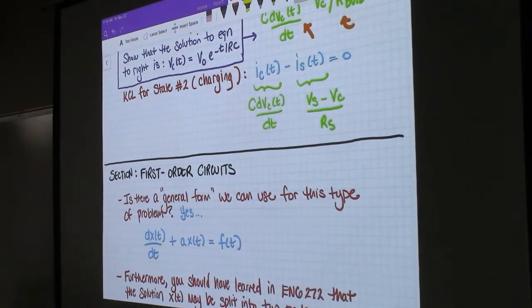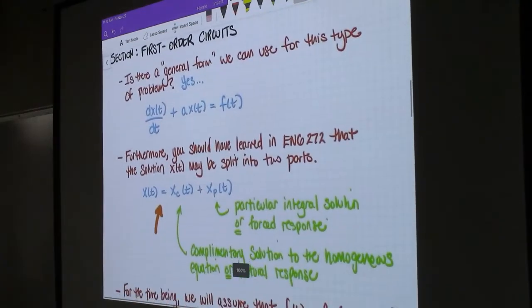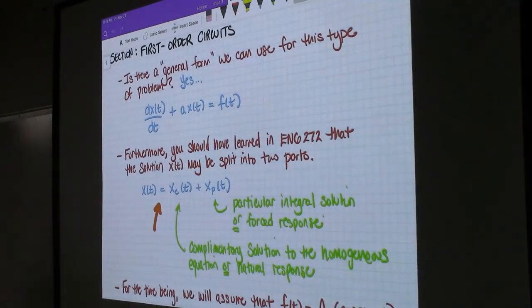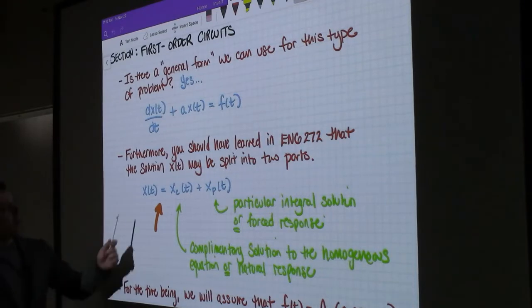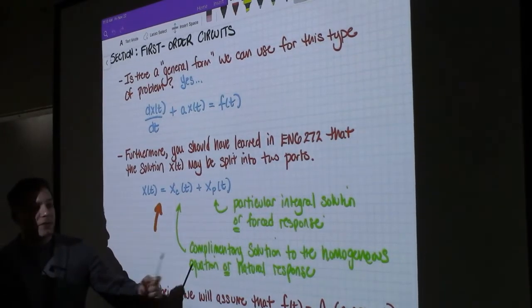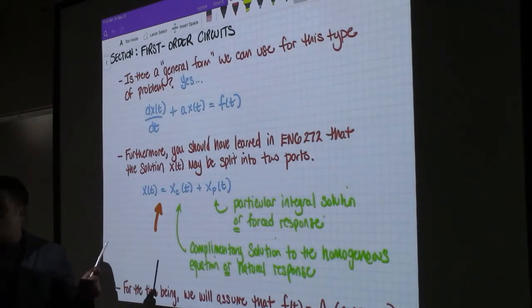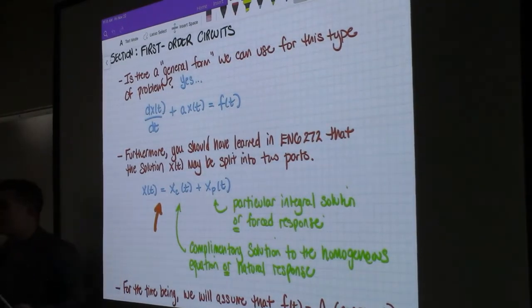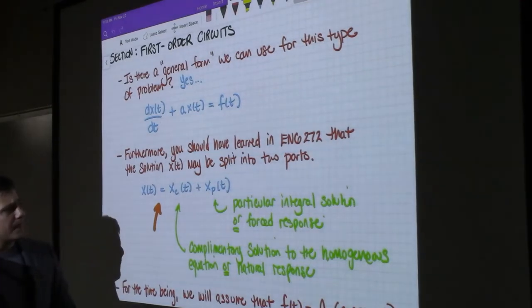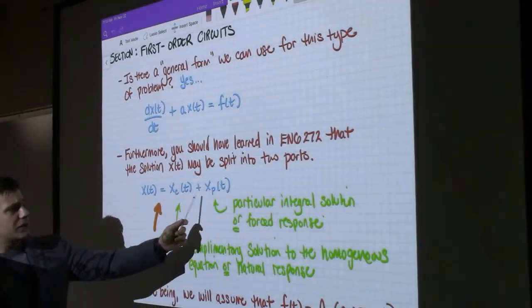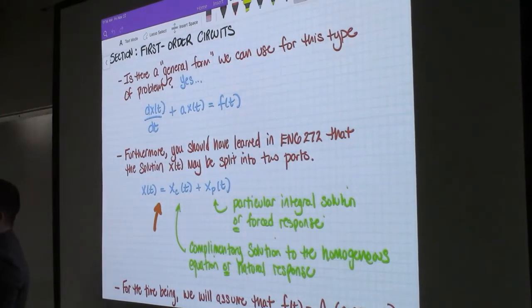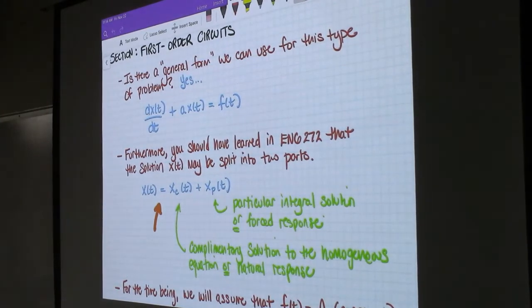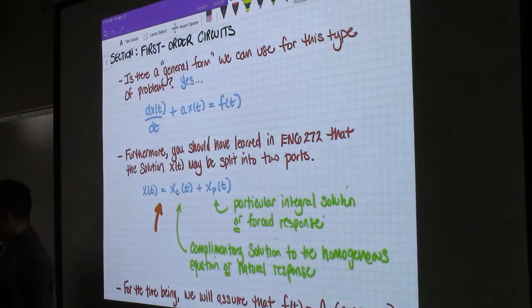We should have learned in ENG272 that the solution to this type of problem, a first order linear differential equation, can be split into two different parts. So x of t that we're looking for can be split up into a complementary solution to the homogeneous equation. What is the homogeneous equation? The homogeneous equation is when f of t equals 0. So when we do not consider the external force applied. Then the particular integral solution is also called the forced response. So we have the forced response as well as the natural response. The reason why these names make sense is because the forced response takes into account the force being applied. The natural response does not take into account that force.